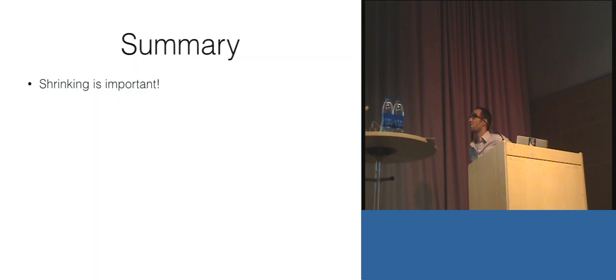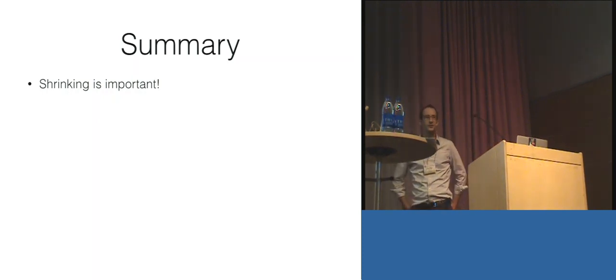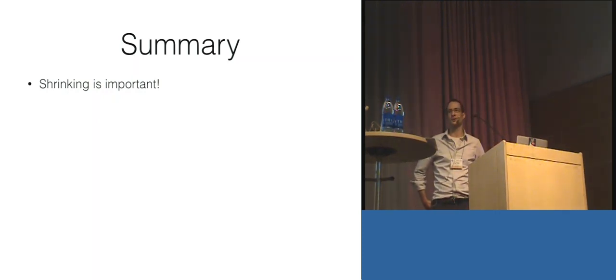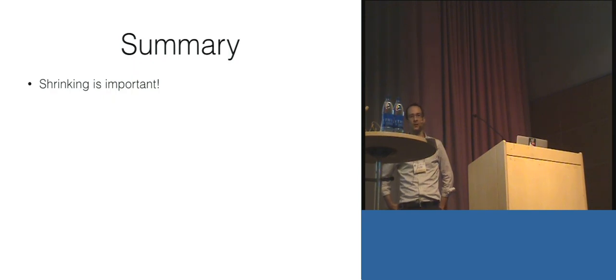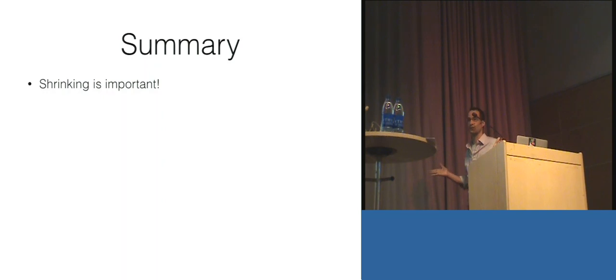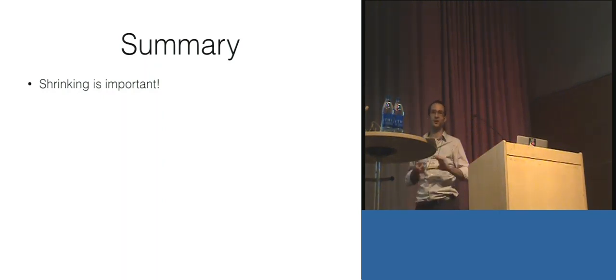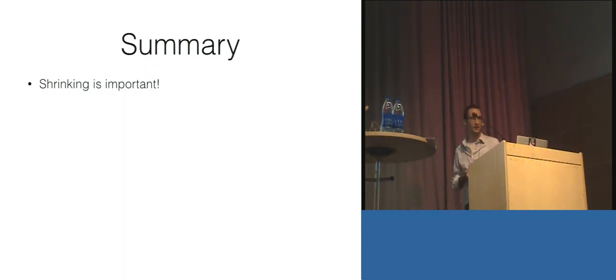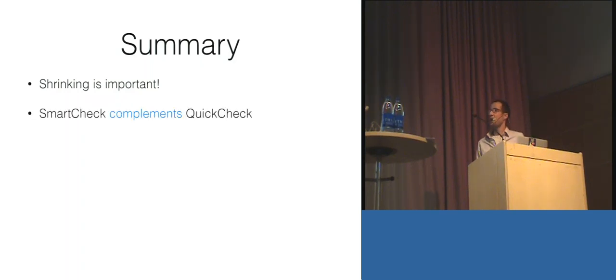Okay. So in summary, I just want to make a few points. First of all, shrinking, I think it's a real problem. I think it's really well motivated, particularly, for example, with things like giving people bug reports. So like John Regehr's work with CSmith, if they give a large program to the GCC developers, they're just going to ignore it. So you need to have small counterexamples to be able to report these to the developers.